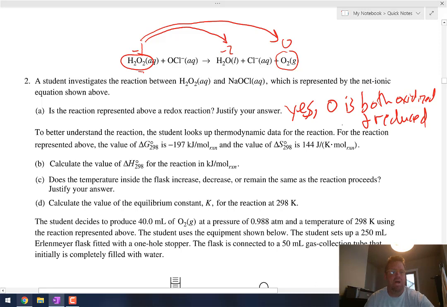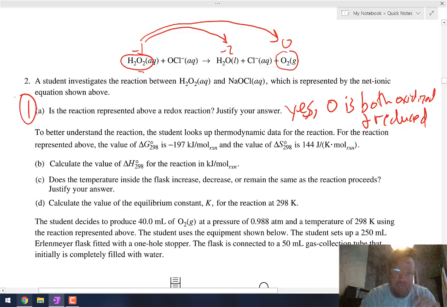And that's all you have to say on that one. That is just a 1-point response there for part A.